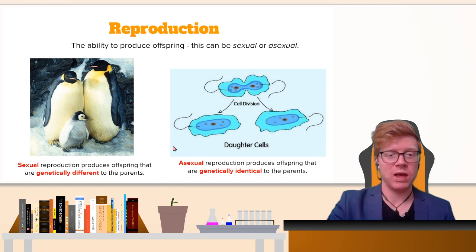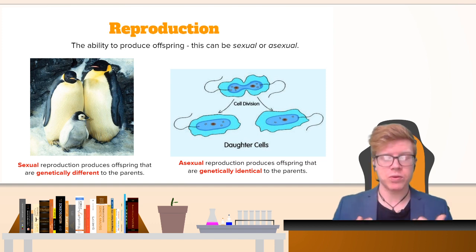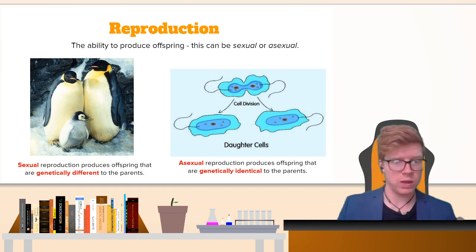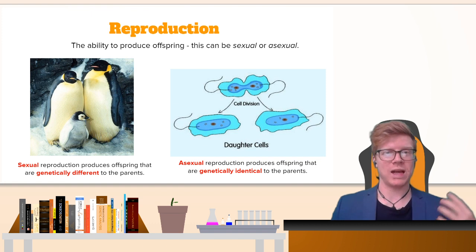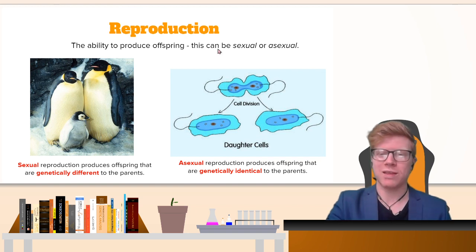Asexual reproduction involves when one organism, usually one cell, duplicates and produces a copy of itself. Usually these are genetically identical, and if you compare that to sexual reproduction, you have an organism that is different to both the parents. We're ignoring, of course, there the element of mutation, how subtle changes can occur over time, but we'll get to that as we move on this term.